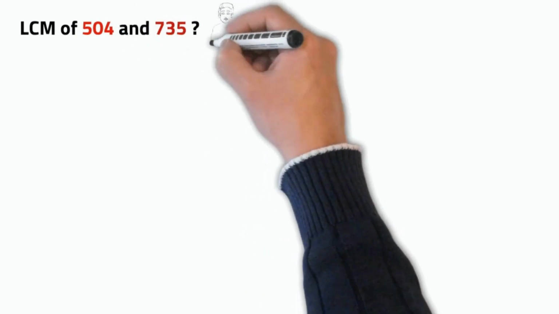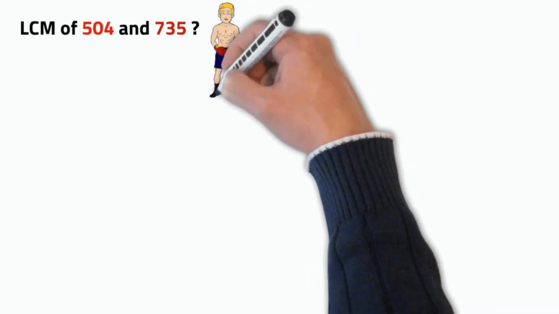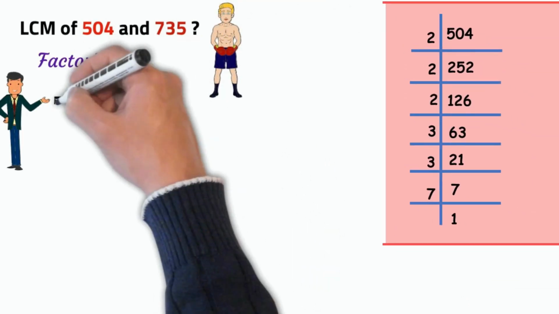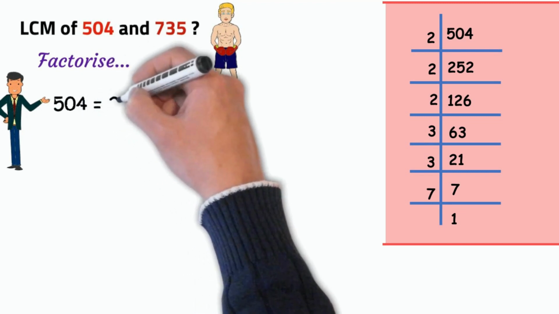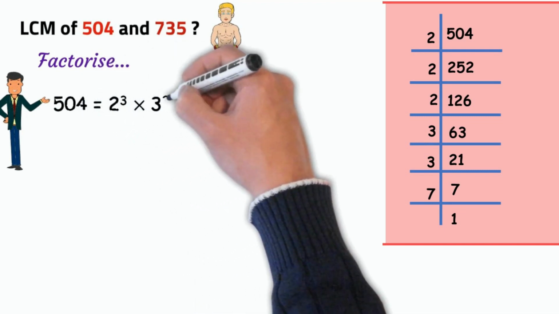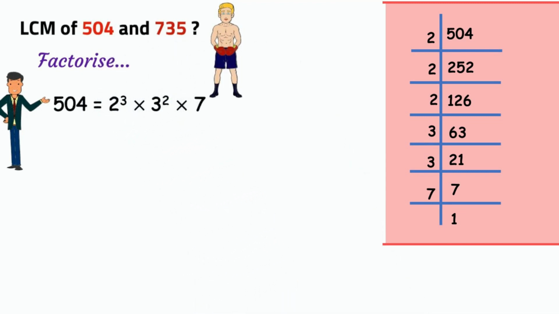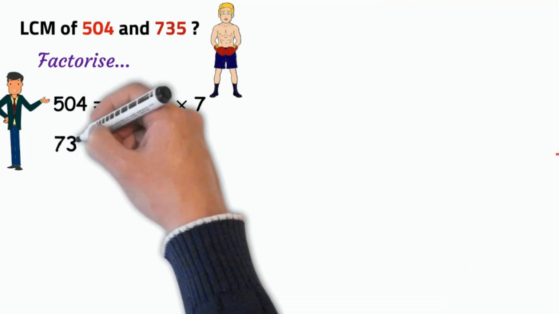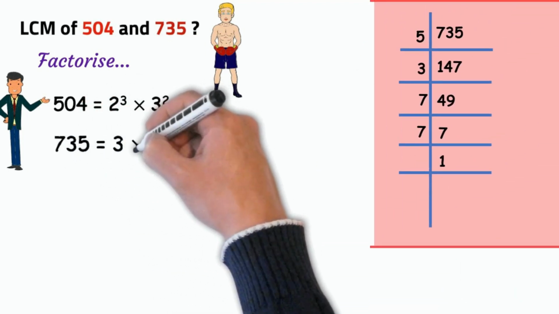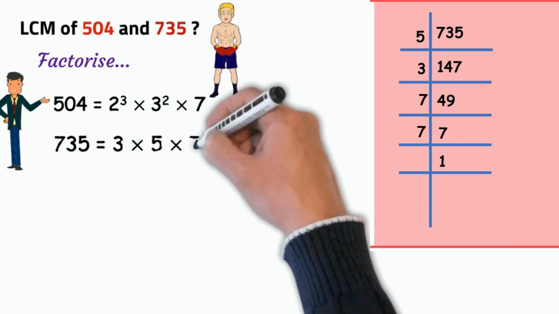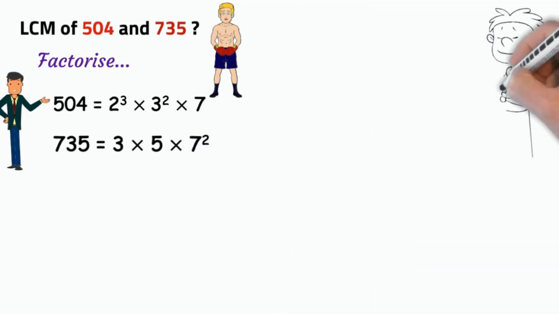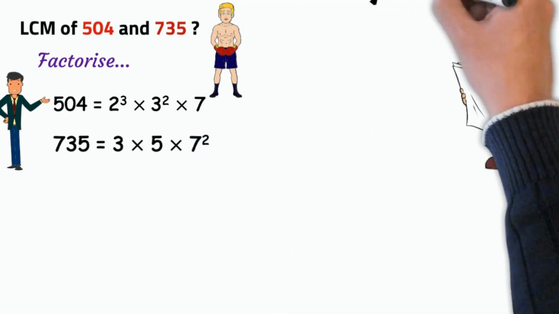First step is to factorize by prime factorization both numbers, I mean 504 and 735. 504 equals 2 cubed into 3 square into 7. Now 735 equals 3 into 5 into 7 square. Let's see how to get LCM.